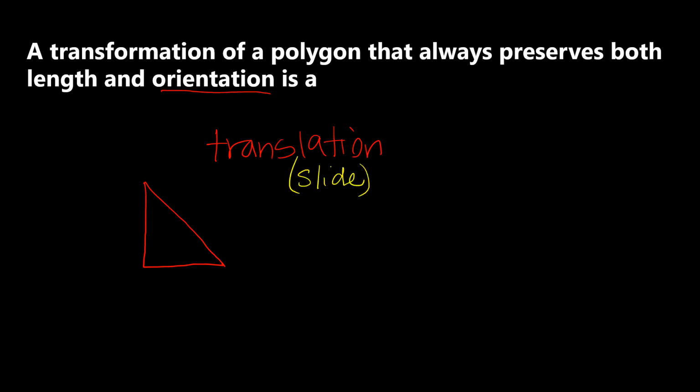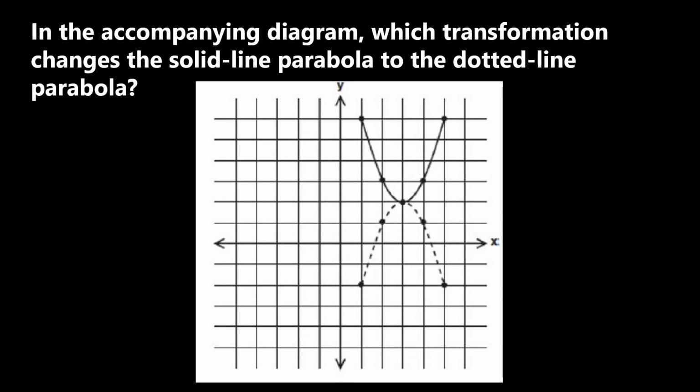So when I slide this triangle in whatever direction, it does not change the orientation of the triangle. The triangle still remains upright in the same position. As far as a rotation or a reflection, they change the orientation of the figure, therefore changing the direction. Let's look at number 2.